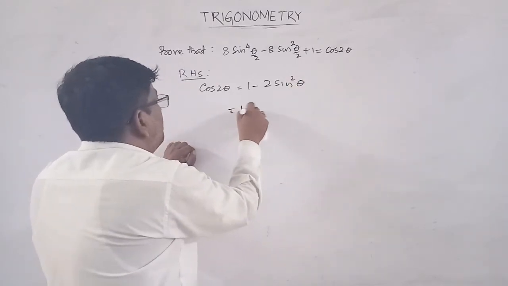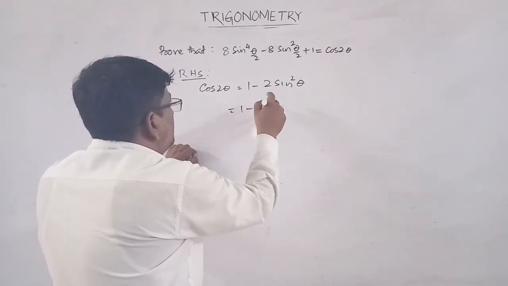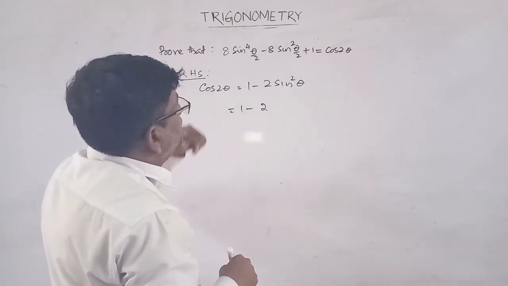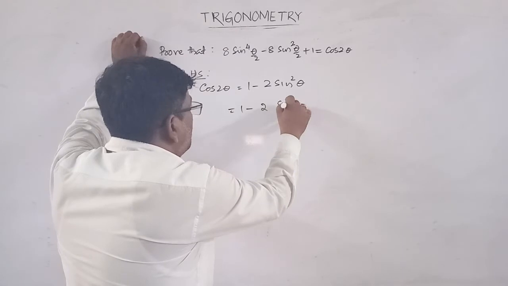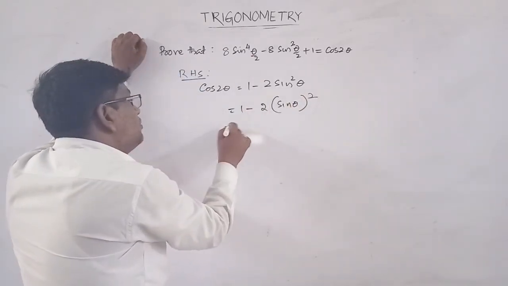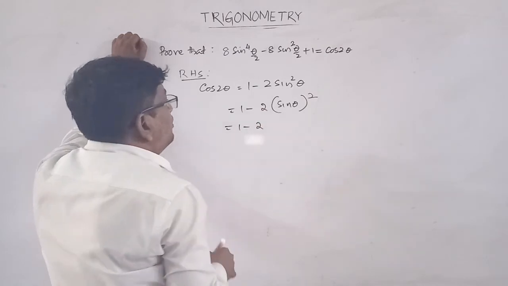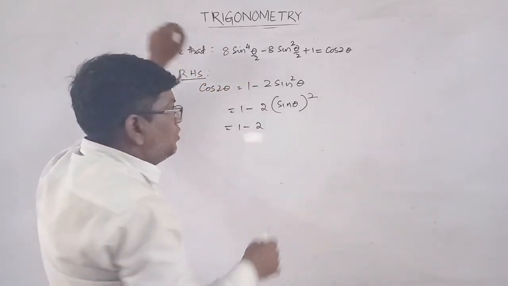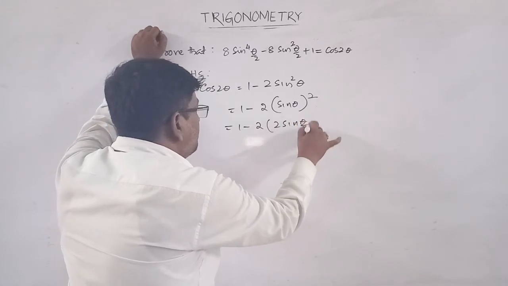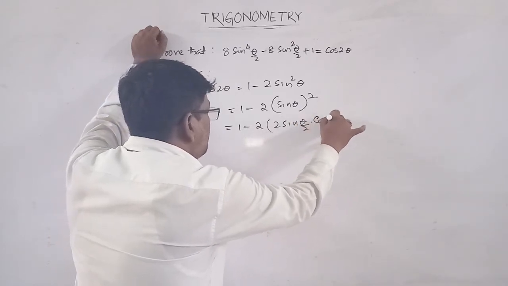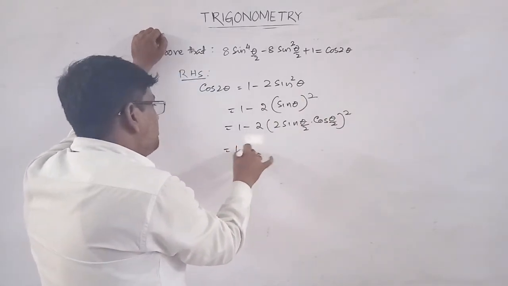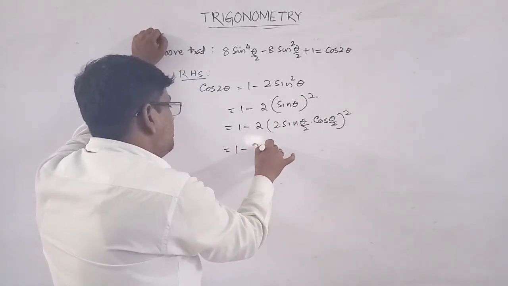Again 1 minus 2, what is sin square theta? This is 2 sin square theta. What is sin theta whole square? We can write sin theta whole square. So 1 minus 2 into, this is theta by 2 form, so 2 sin theta by 2 into cos theta by 2 whole square. This is 1 minus 2 into what?